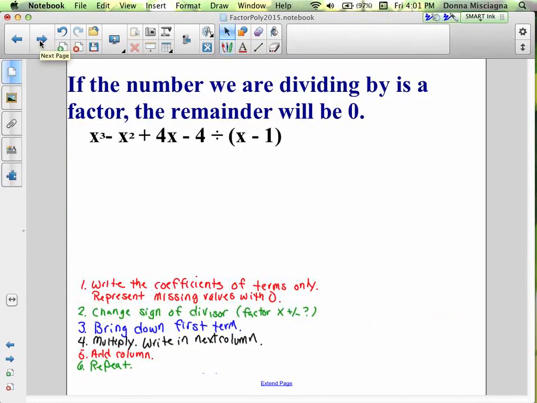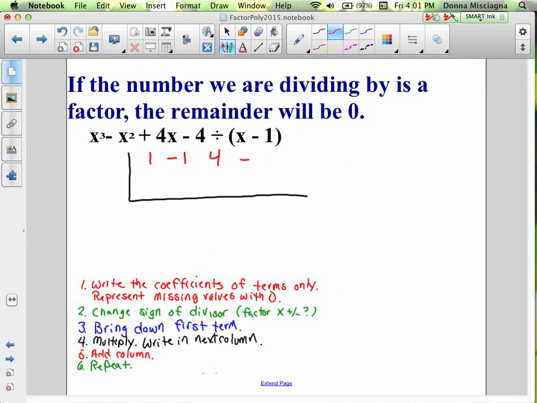I'm going to try to keep it color-coded the best I can with my steps below. I have to remember to change my color pen. All right, so I'm going to write the coefficients of the term and represent missing values with a 0. I got a cube, I got a square, I got an x, I got a constant, I'm all good. So 1, negative 1, be careful, if there's a subtraction sign, it's negative. 4, negative 4. Okay, so those are the coefficients.